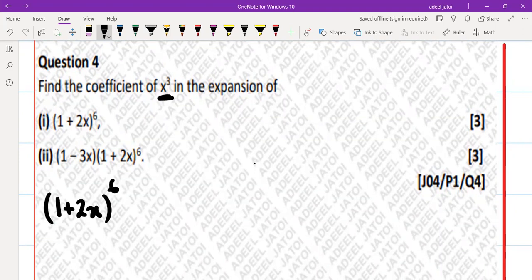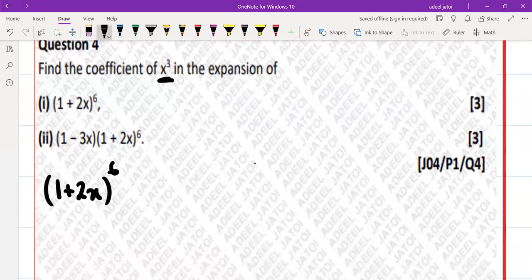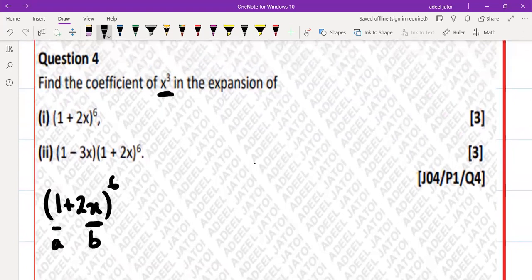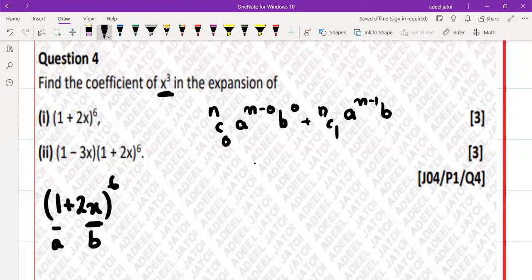Now, if I open the entire binomial expansion, that means I will have to open 7 different terms to get x cube. But there is a method of doing it through the powers. You need the coefficient of x cube. You know that x is in B. Your first value is A. Your second value is B. Considering this, your formula is nC0 a^(n minus 0) b^0, nC1 a^(n minus 1) b^1.